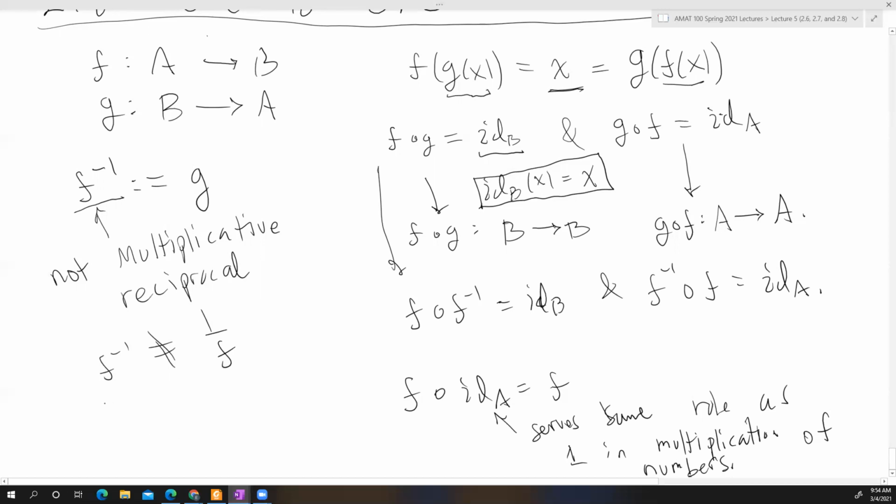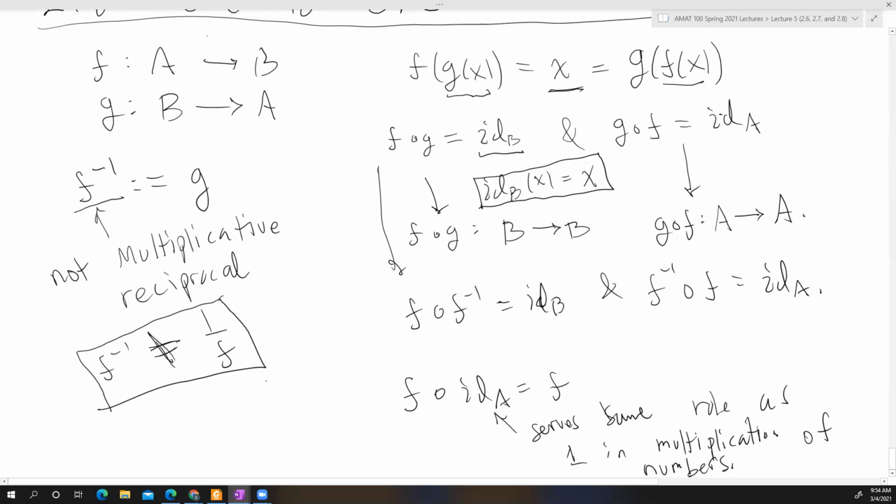And namely, don't take f to the -1 power to mean this. This is not true. F to the -1 does not equal 1 over f. These are not always the same function.